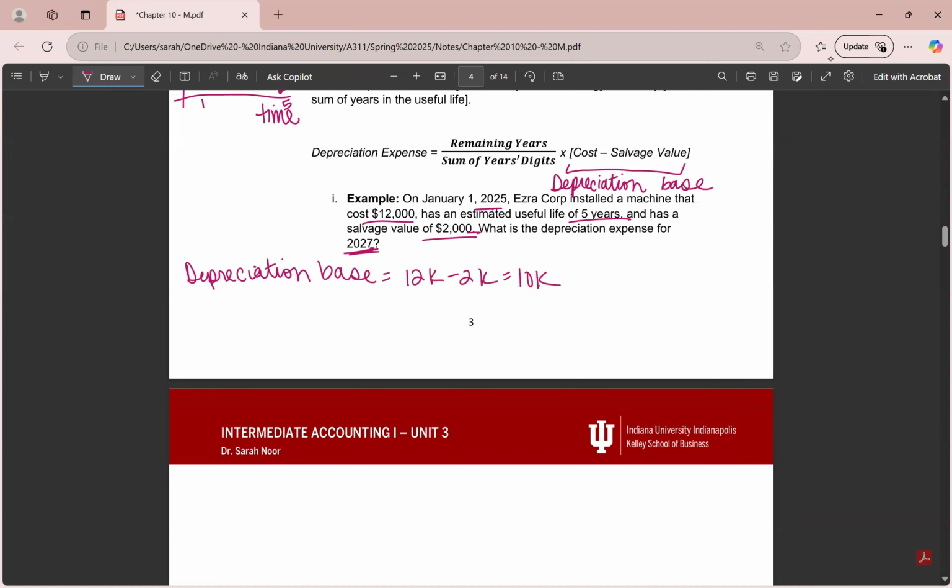And then we're going to have the sum of years' digits. When I say sum of years' digits, we're taking the years of useful life, which in this case is 5, and you're adding every number below it. So that means you start with 5 and you add 4, 3, 2, 1. If the useful years was 3, your sum of years' digits would be 3 plus 2 plus 1. If there were 6 years of useful life, your sum of years' digits would be 6 plus 5 plus 4 plus 3 plus 2 plus 1. It's just the years of useful life plus all the numbers below it. In this case, that adds up to 15.